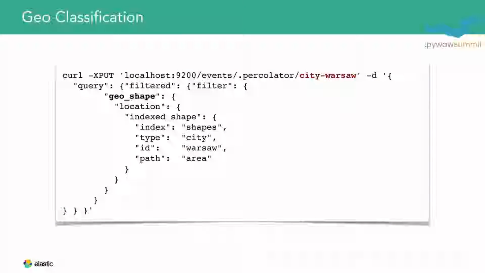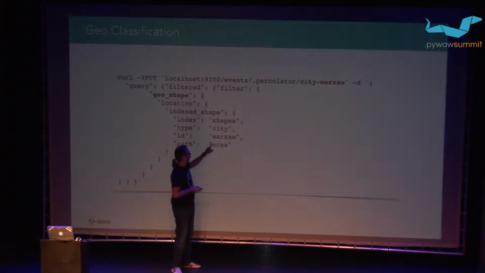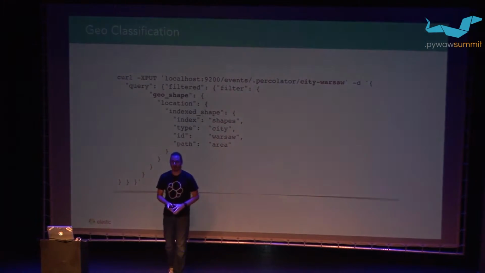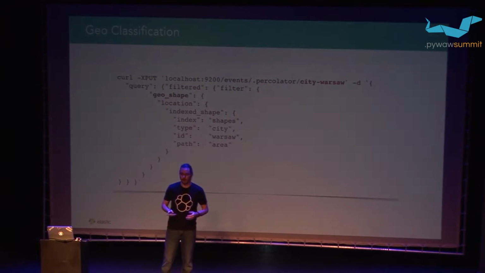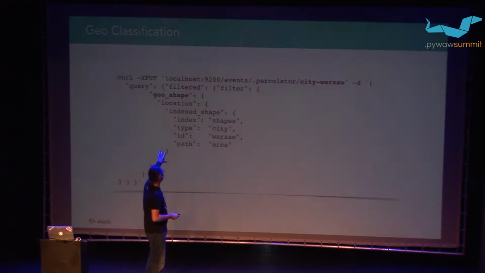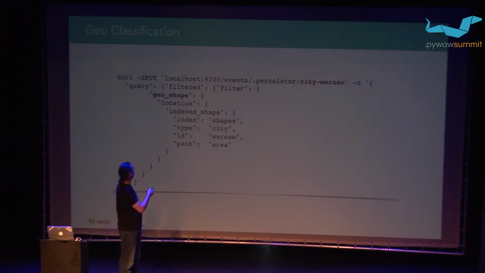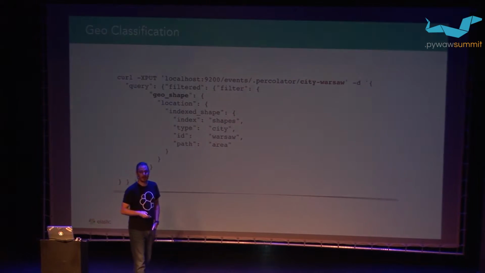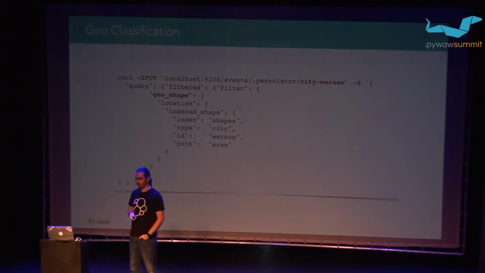So let's start with something even a little bit more complex. This is a query that will look for events whose location is inside of the city of Warsaw. I pre-indexed all the cities in the world into an index called shape. So I have the document representing Warsaw there, whose field area contains the crazy polygon that represents the borders of the city of Warsaw. So this is just saying, go through the events index and look at the location field, and if it falls within this shape, then it is a match. So just looking for all the events inside Warsaw.